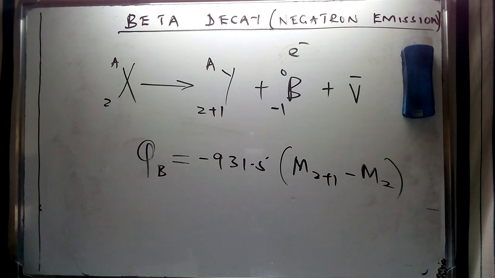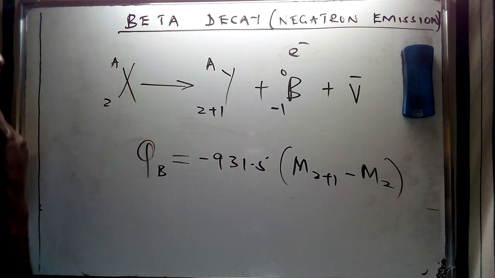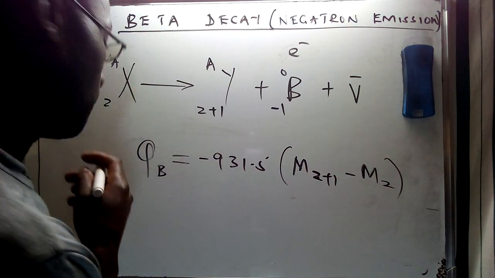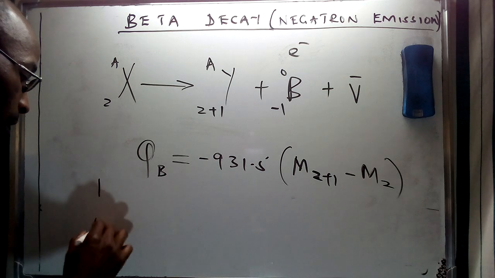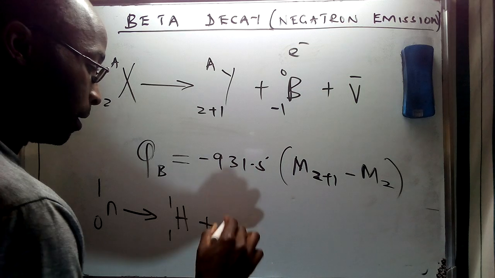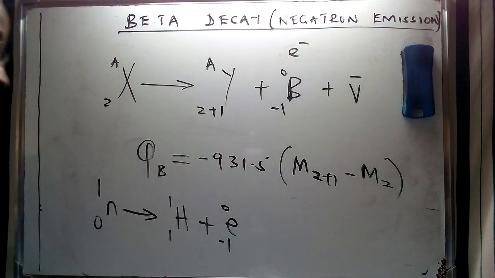If we have a particular example, consider the decay of a free neutron in a vacuum, which is transformed spontaneously with a half-life of 10.6 minutes to a proton. So in this question, we have a transformation of the neutron to a proton with the release of a negatron or beta particle, and we're requested to find the Q value of this case.